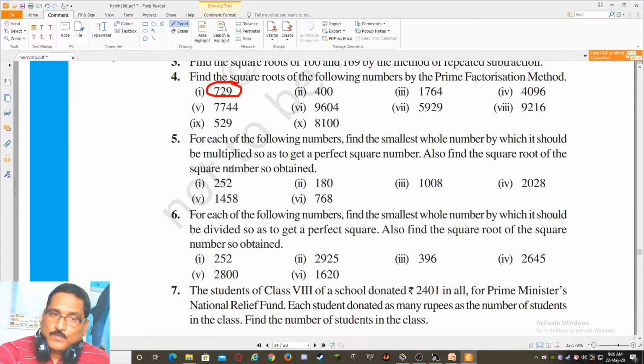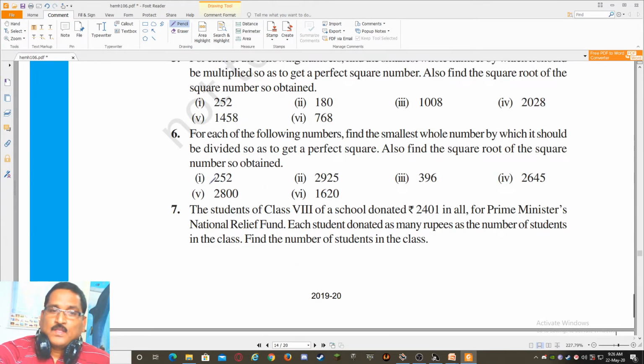Now here these two questions are different. These numbers are not perfect squares, but you need to multiply by the smallest number so that it becomes a perfect square. Now we will perform the prime factorization method. You will notice one or two factors having no pair, so you have to supply them, make them a pair. That will be the answer, and after multiplying, you have to find out the square root.